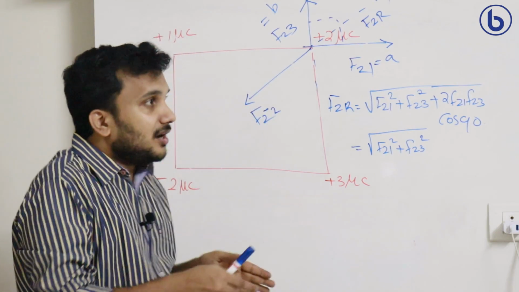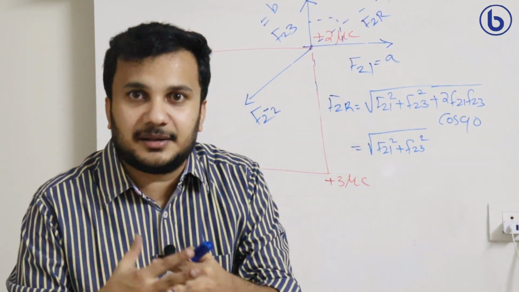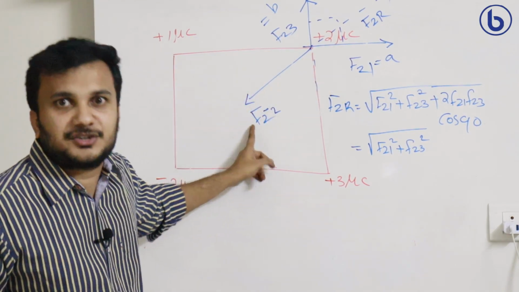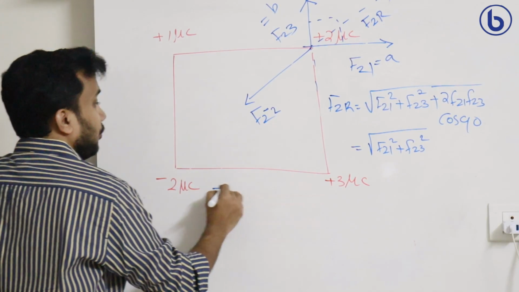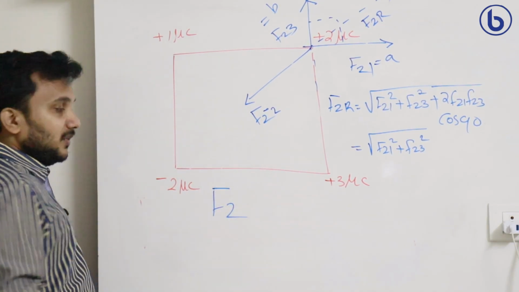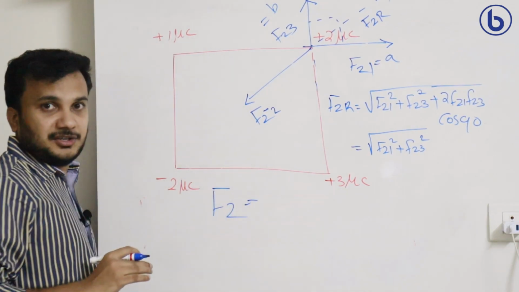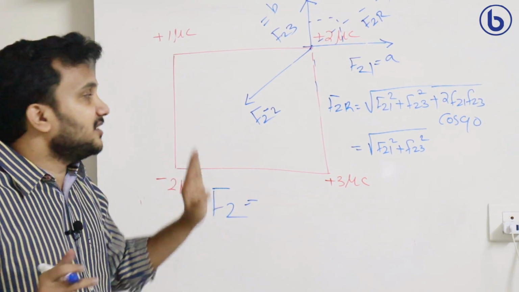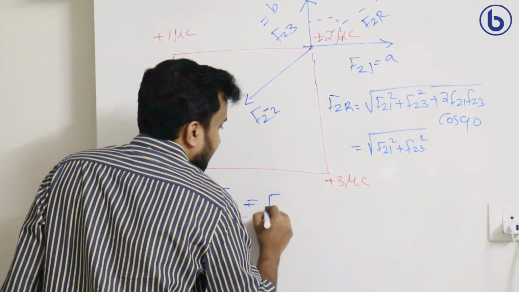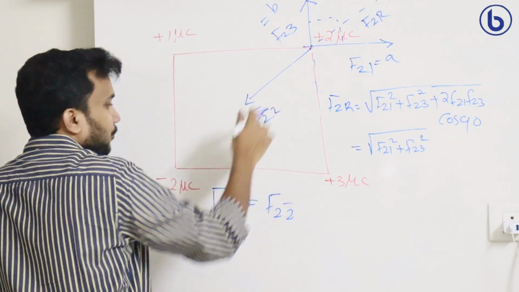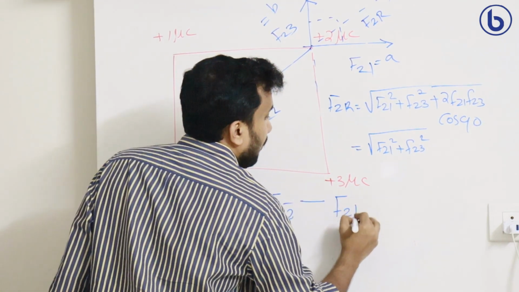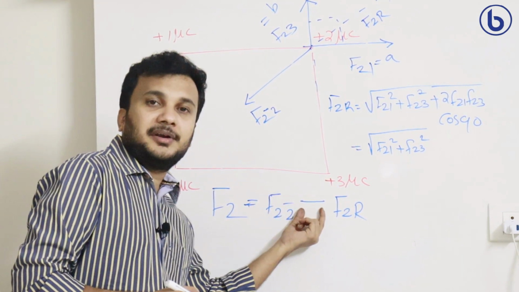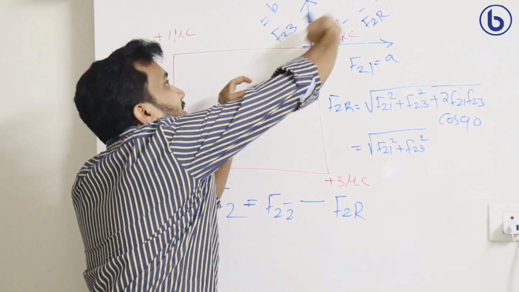If these two forces are in the same direction, what can you do? You can add them up. But these forces are in opposite directions. So how will you find the total force? The total force on charge number 2 is equal to, since the two forces are in opposite directions, you subtract the higher value minus the lower value. That's all. Suppose I am assuming F2 minus 2, this one force, minus F2R. You can also do it like this. So I got a minus sign here because both vectors are in opposite directions.